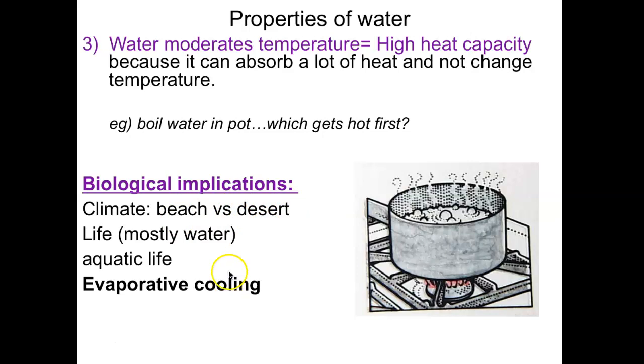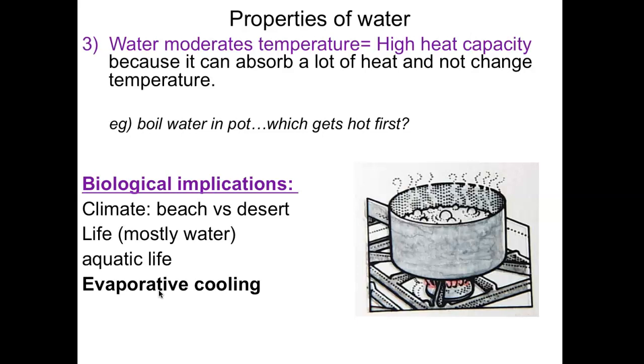And then another implication of this high heat capacity is evaporative cooling. We cool ourselves with the water in our sweat. Well, how does that work? So when you sweat, there's water on your skin. Your body is very hot. So that water is going to absorb the body's heat. It's going to take the heat out of your skin. It's going to pull it into the water itself, into the sweat.